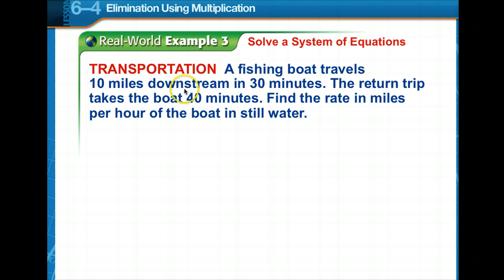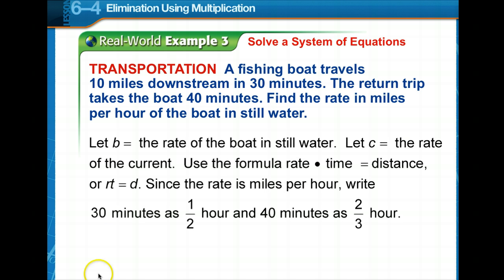We have a fishing boat that travels downstream in 30 minutes. The return trip takes the boat 40 minutes. Find the rate in miles per hour of the boat in still water. So we're going to let B be the rate of the boat in still water. That's what we're trying to find. C is the rate of the current, because notice it takes longer to get back upstream than it does downstream.